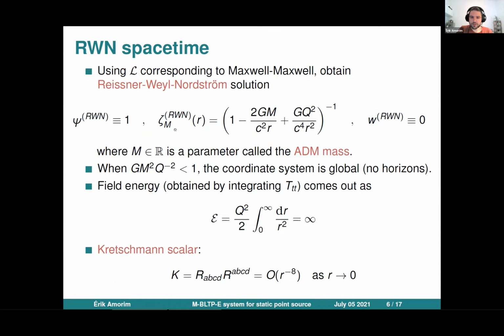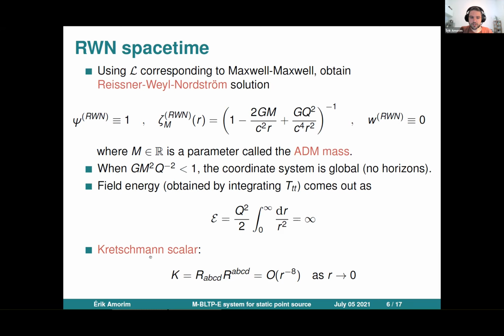It has a parameter M, that's the ADM mass of the spacetime, other than also having the G and the Q in it. For a certain choice of these parameters, which is true, for example, if you're modeling a subatomic particle like an electron, the coordinate system is global, so there will be no horizons. It's a naked singularity. But as I mentioned before, even in this general relativistic case, the field energy is going to be infinite.